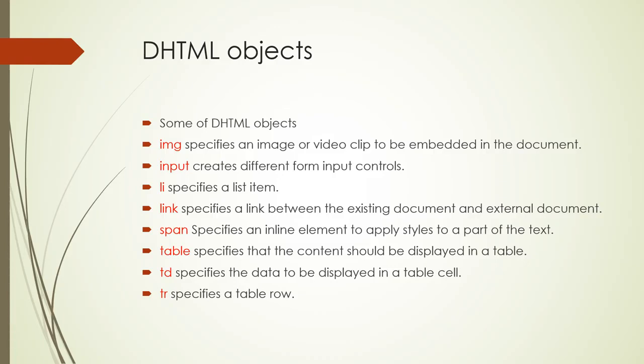DHTML objects like img, input, li, link, span, table, td, tr are all tags. I will highlight them in red. Img specifies an image or video clip. Input is embedded to create form controls. Li lists items. Link specifies an existing document as well as an external document. Span marks a line of elements, applied on part of the content. Table is what should be displayed in the tables, td displays in the table cell, and tr is a table row.